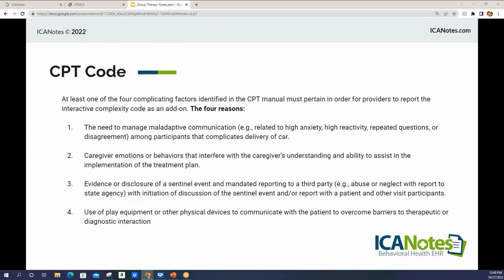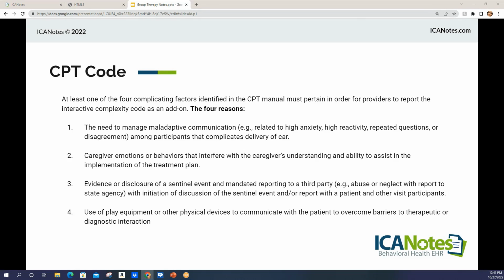What's interesting about interactive complexity codes is if caregivers' emotions or behaviors could interfere with the caregiver's understanding and ability to assist in the implementation of the treatment plan, you could bill for that code, but it can't be used in a family session. It can be used in one of your regular sessions, like if a pediatric patient and the mother attend the session together and the mother is highly agitated and disagrees with portions of your treatment plan or the proposed treatment plan.